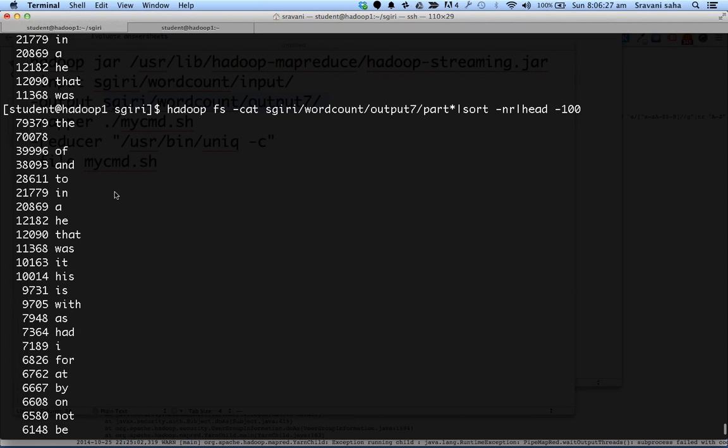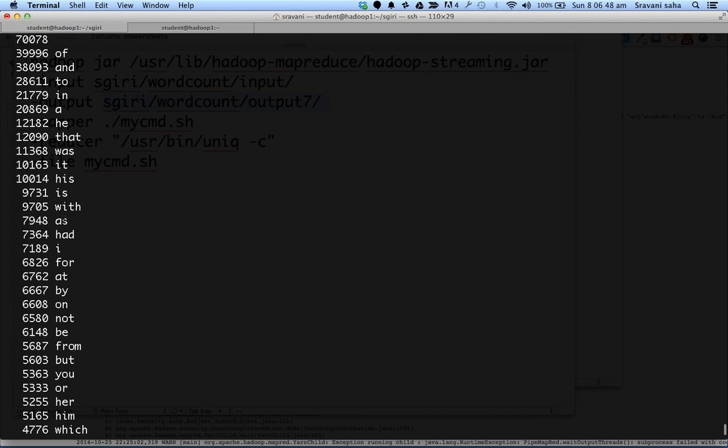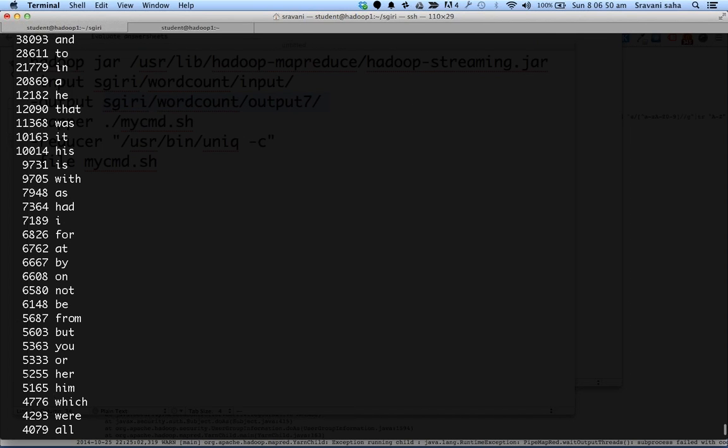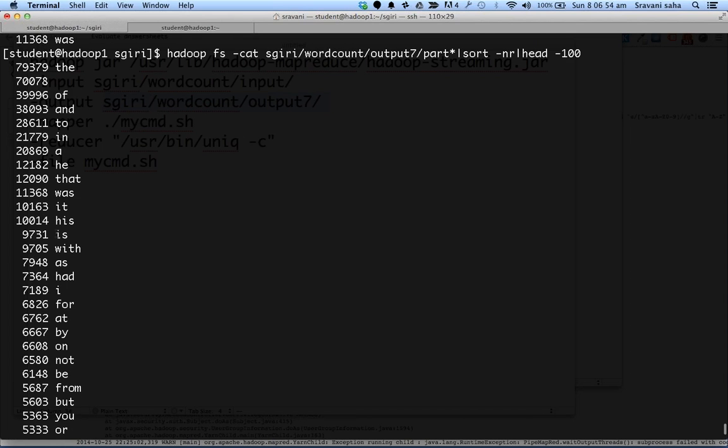So in the English language, the most used word is "the," and it's also the most redundant word in lots of cases. And then "of," "to," and "in," then "a." "He" is more frequent in this particular file as compared to "she," but "her" is more frequent than "him." This is interesting.